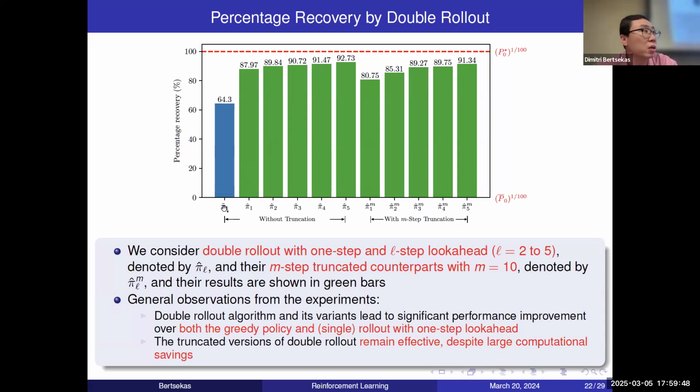The interesting thing you may consider trying is, in the double rollout context, instead of using the one-step lookahead rollout policy as base policy, you may consider using the truncated version of one-step lookahead. That's going to bring additional computational savings, because since we are using one-step lookahead rollout as base policy, this is mainly the computational bottleneck, because we need to run a lot of one-step lookahead rollout.